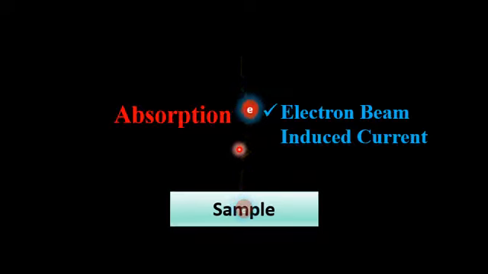Please note that this absorption of the electron is usually observed in scanning electron microscopy also. Basically, the electron beam induced current technique is equipped inside scanning electron microscopy. With that, the absorption of the incident electron beam which causes a current is measured. So they are also a part of scanning electron microscopy.